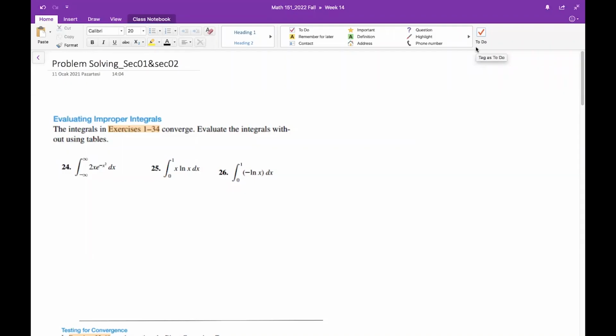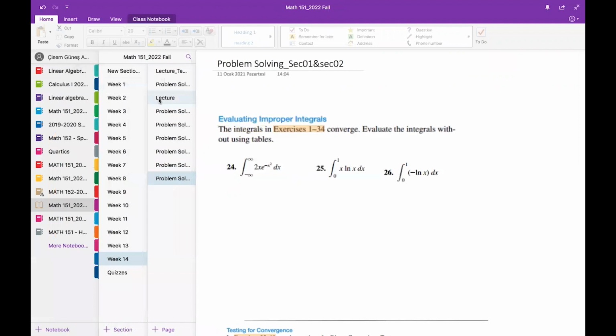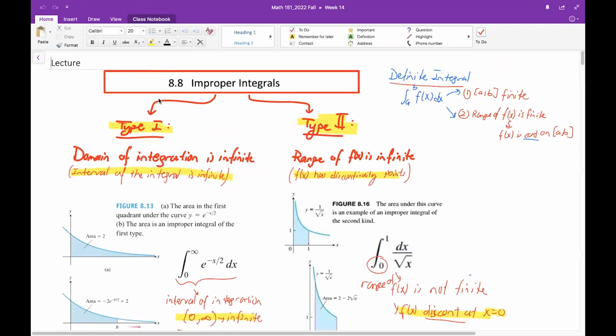Hi everyone, this is week 14, which is the last week of the semester. The topic of this week is improper integrals. Before we start solving problems in our template, I want to show you some diagram that we covered in lecture notes. Look at this diagram, please.